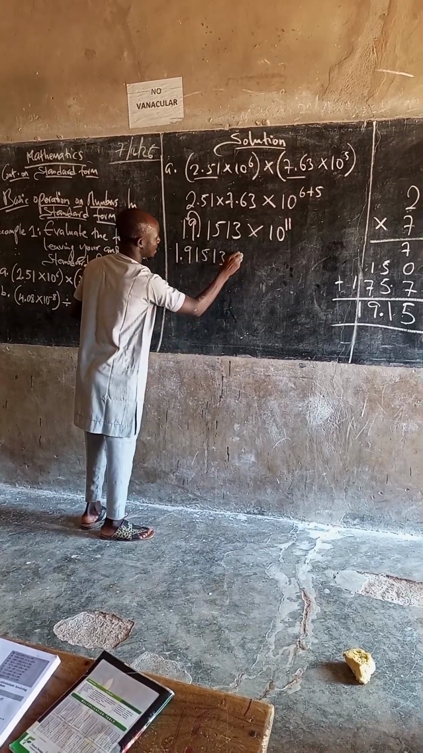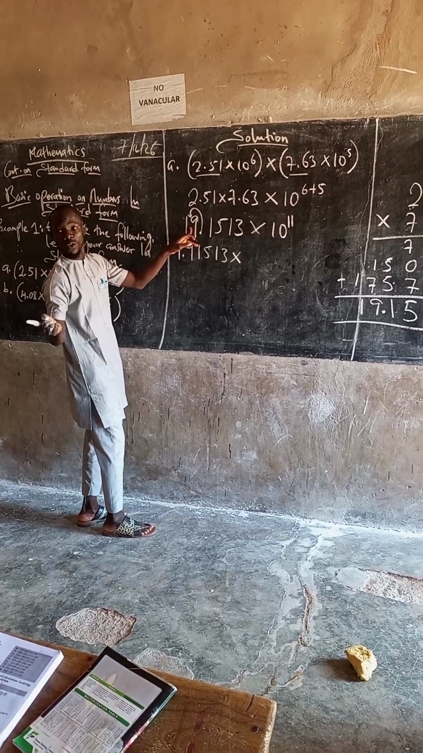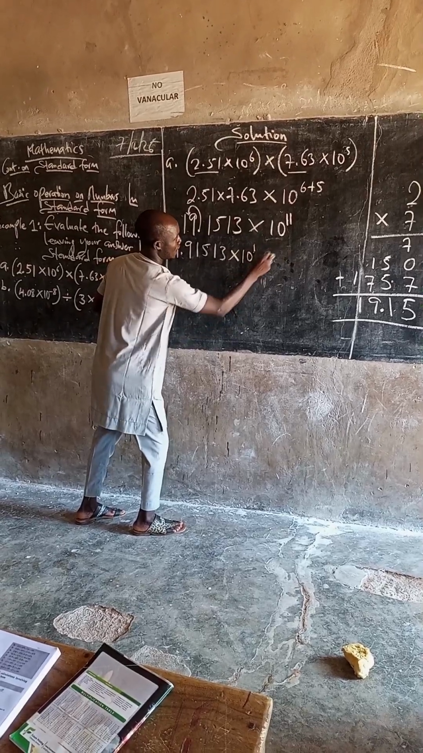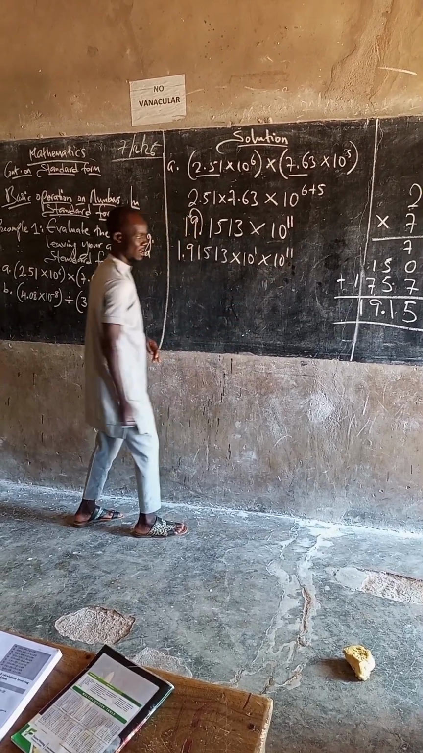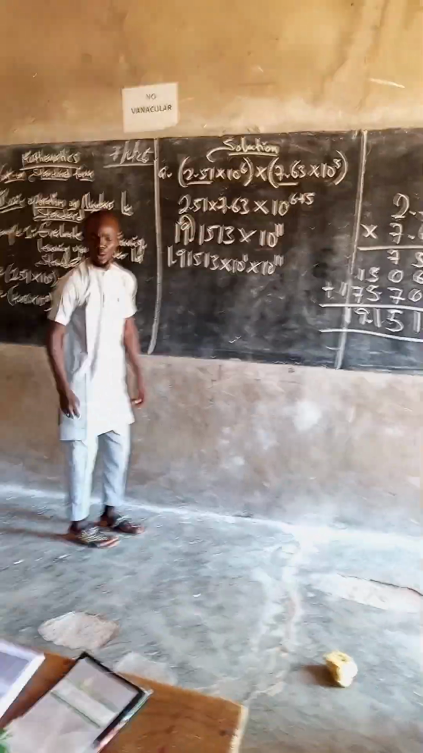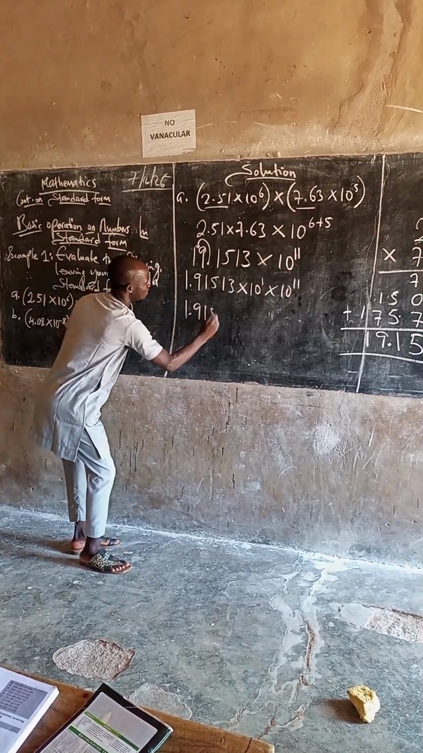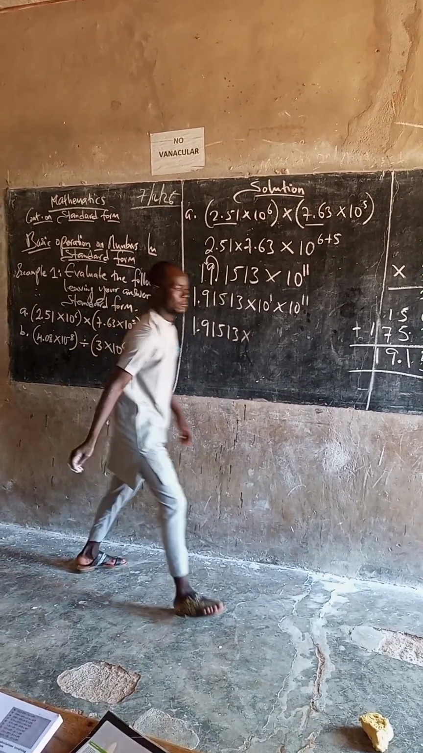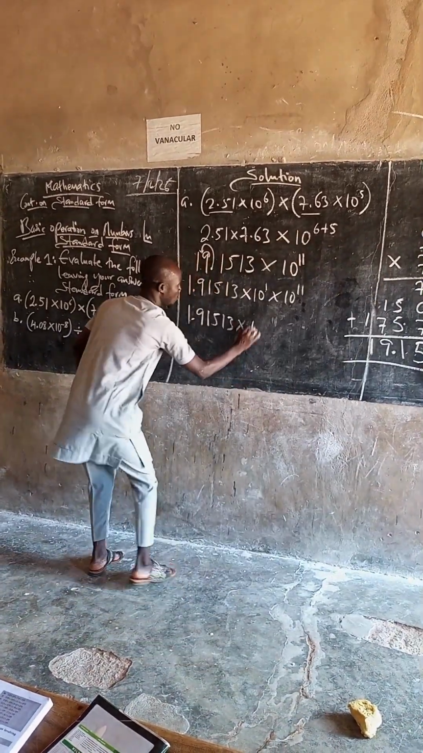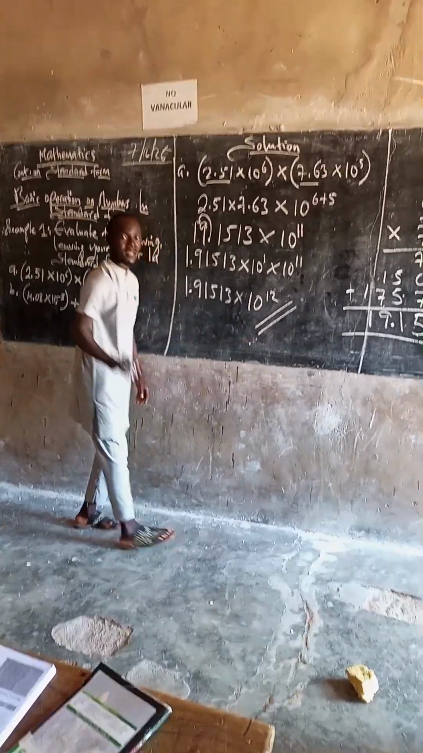So we get 1.91513, then times 10. Remember, when you move it 1 place, the 10 is raised to the power of 1. So we say times 10 to the power 1. Then we have the last one here, which is times 10 to the power 11. So we still remember the rule of indices. Since this and this are the same, what are we going to do? We pick 1. So we say 1.91513 times 10 exponential, and after we add the powers, this becomes 10 exponential 12. So this becomes our final answer.